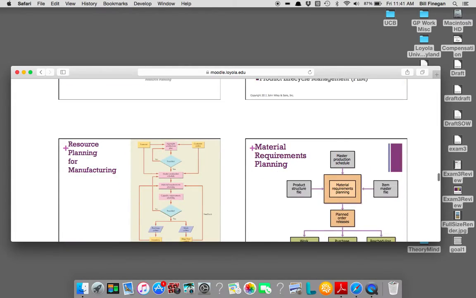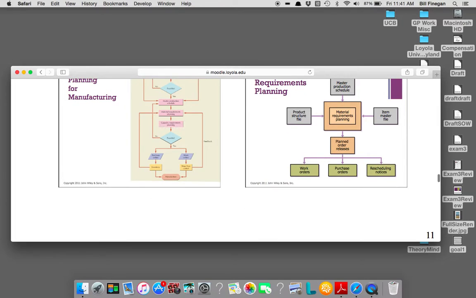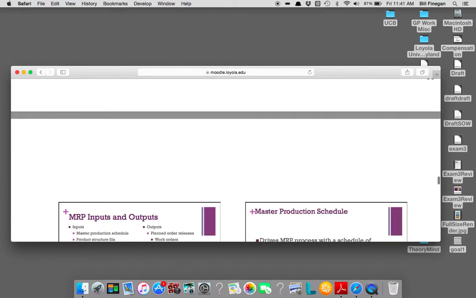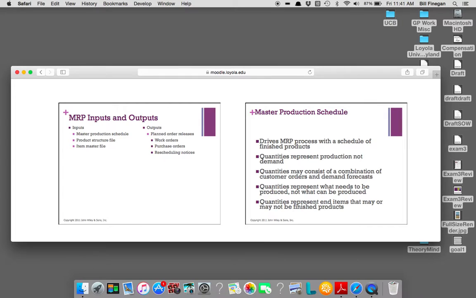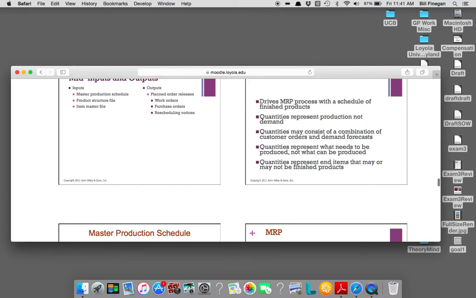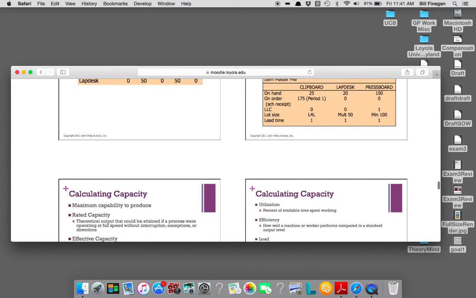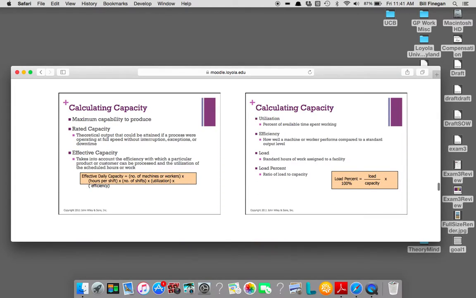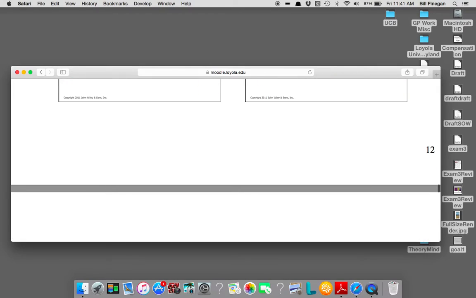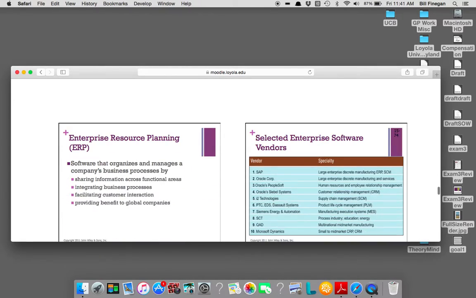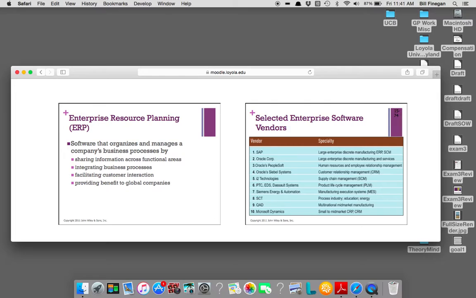The components that make up the material resource planning software, what is involved related to master production schedules, additionally what a sample master production schedule looks like, further development in terms of calculating capacity, as well as understanding who some of the leading vendors are from an ERP perspective.